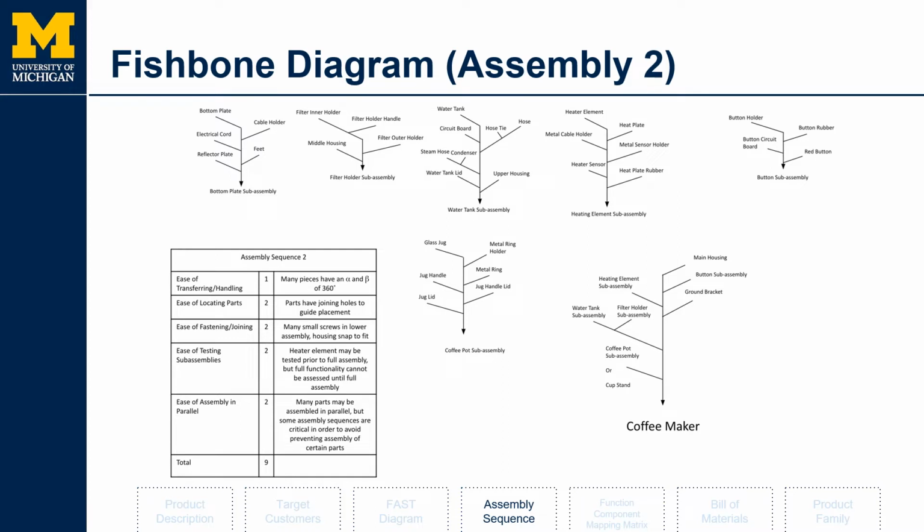Alright, so for the second assembly sequence, not much has changed. The sub-assemblies have remained the same, but the order in which the parts are arranged in these sub-assemblies might have changed a little bit as well. On the bottom right, the way that the sub-assemblies are put together has changed a little bit, but overall it remains the same, and the score remains the same at a 9.